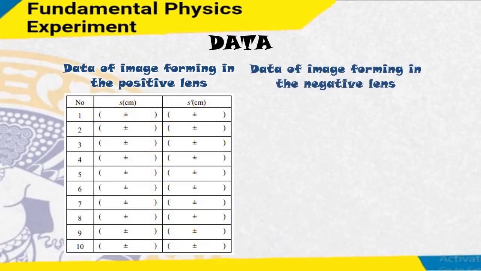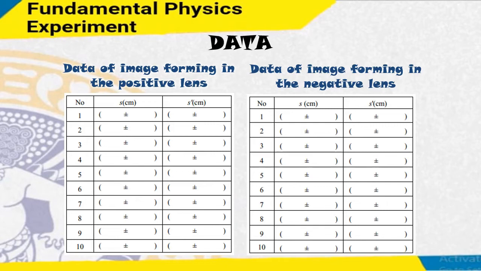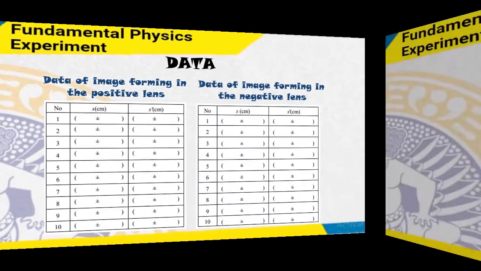The data. The first data you will get, as you can see here on the left side, is the table for the data of image forming in the positive lens, and the right side is the table of the data of image forming in the negative lens. Both tables have 10 repetitions, and also you will have to determine the focal length by using this data. S is the object distance and S-accent is the image distance.